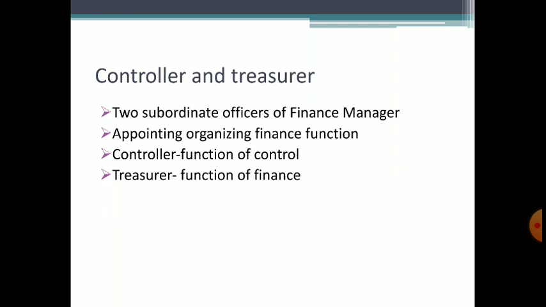Controller and treasurer are the two subordinate officers of financial manager. The controller controls the functions of finance in the organization, and the treasurer is the chief custodian of fund of the business organization. Control is the function of controller, and the treasurer handles the functions of finance. They are the two subordinate officers of financial manager.